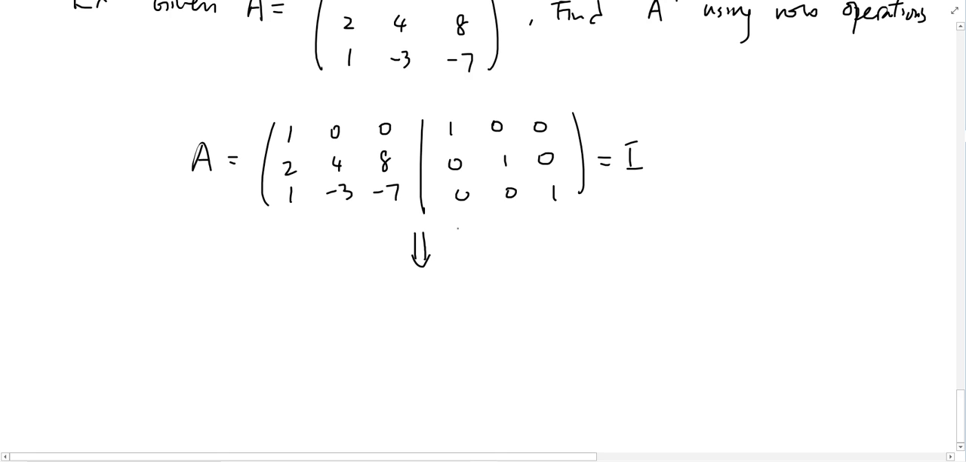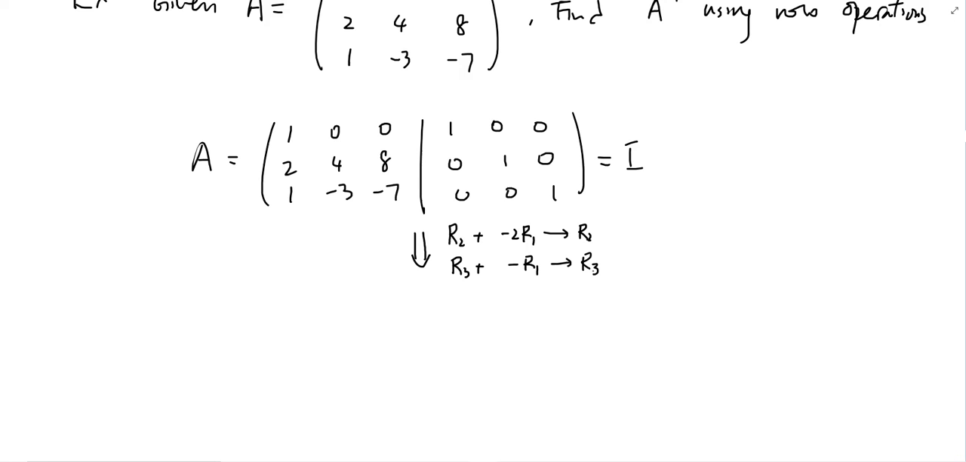First, I'm going to take row 2 plus -2 times row 1, and that becomes my new row 2. I'm going to take row 3 and add negative row 1, and that becomes my new row 3. Notice I'm using row 1 to do this because row 1 is the one that has the leading entry. That's how you usually do the row operation. So my row 1 stays the same.